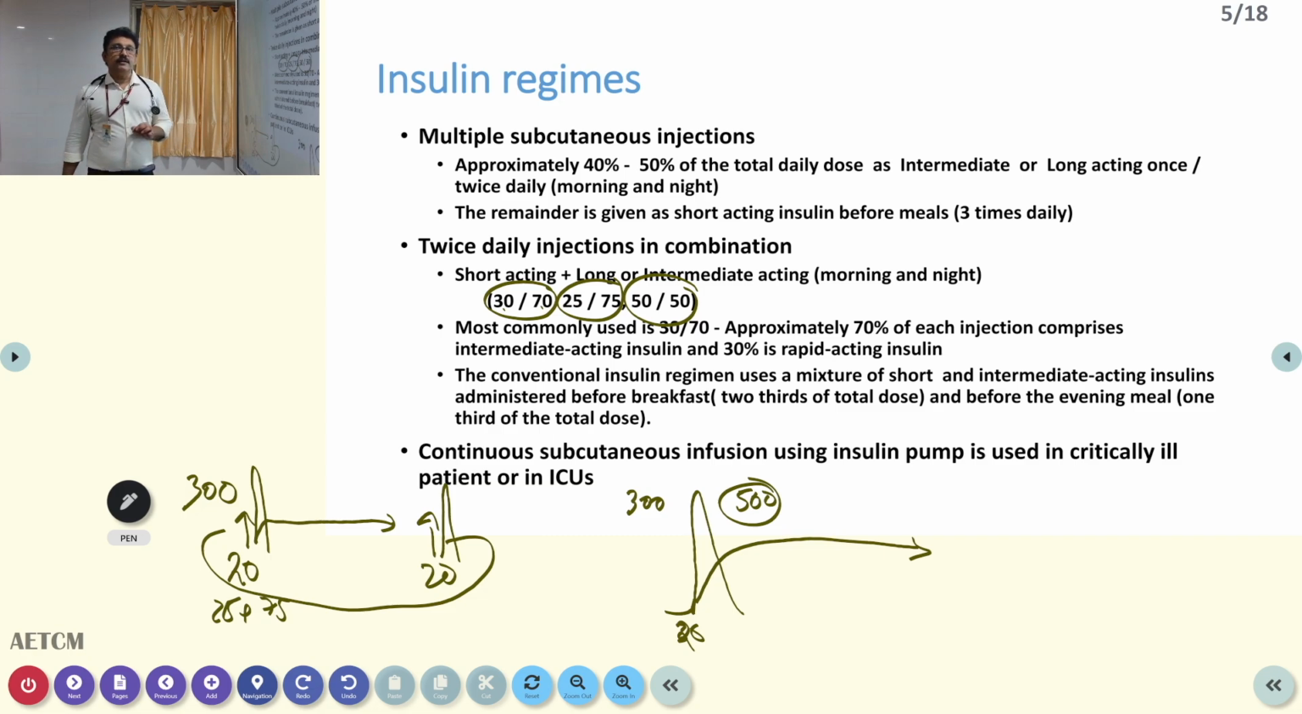So like that you can give 50/50 to those who are taking a higher quantity of diet. That is very important. If their quantity of diet is very high and if their postprandial blood sugar is very high, in spite of giving a good dose of insulin, you can switch to 50/50. That is very important.